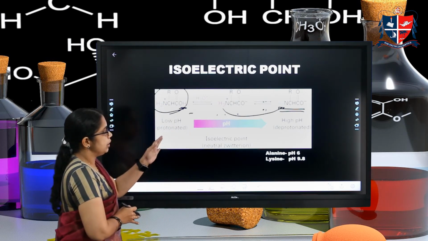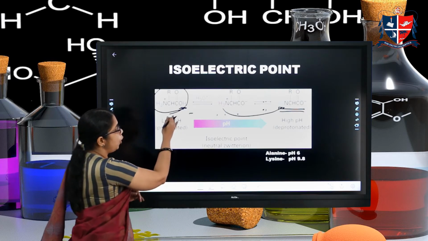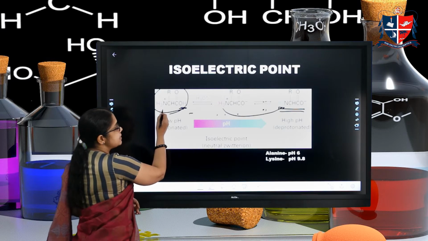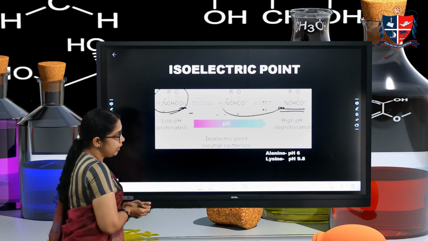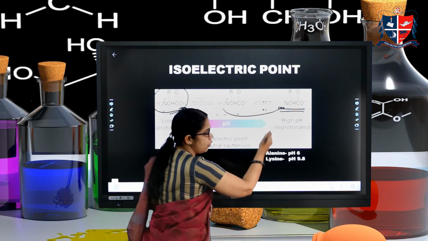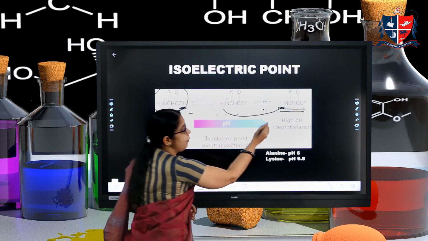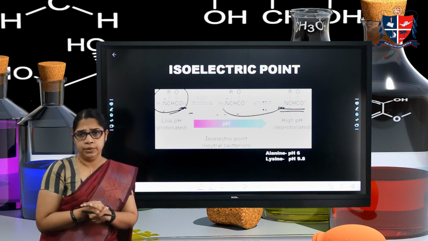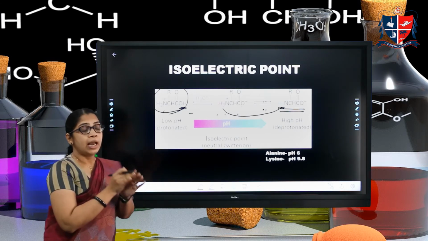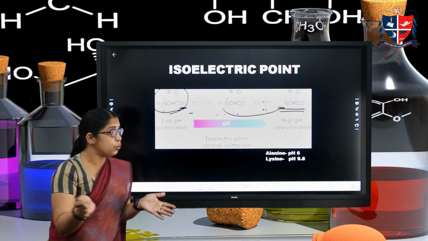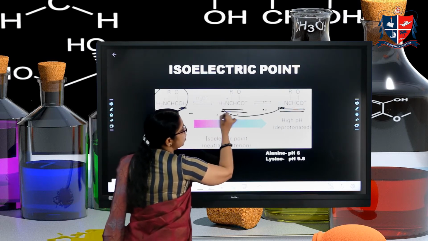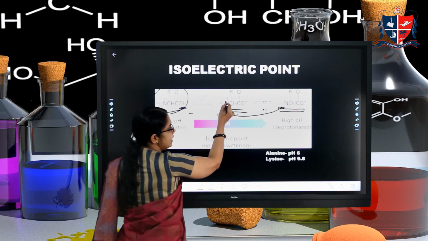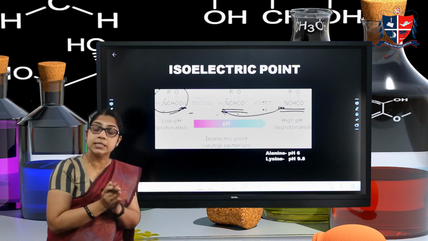In conclusion, an amino acid in a low pH or acidic solution remains as a cation, or a positively charged ion, and in a high pH or alkaline solution, it remains as a negatively charged ion, or an anion. And at a particular pH, it remains neutral, carrying one positive and one negative charge.